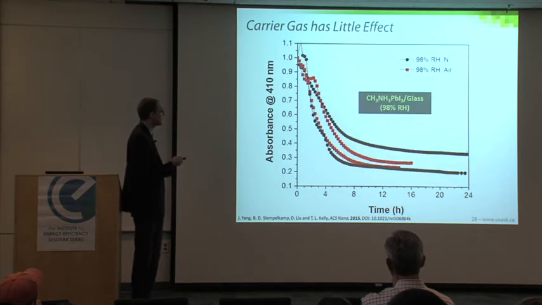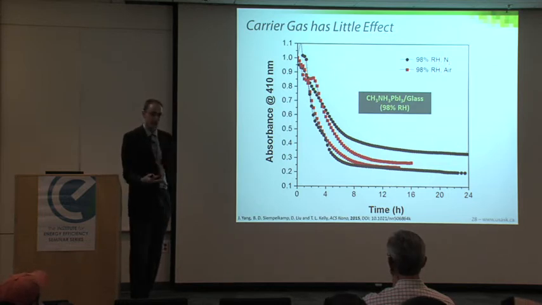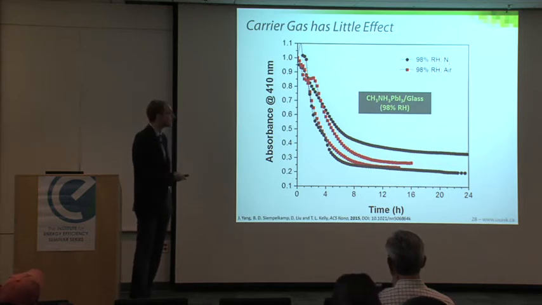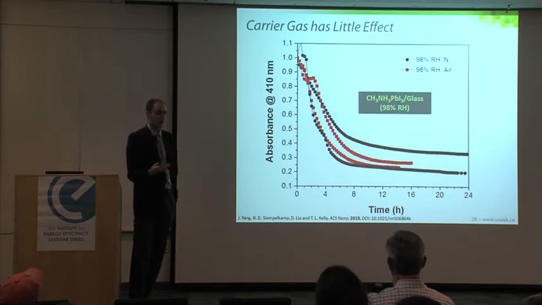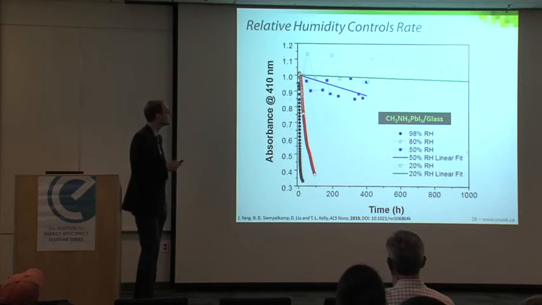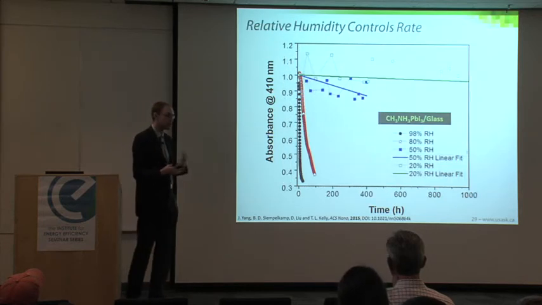We did this in nitrogen, in air. We did it multiple times. At the end of the day, all of the data is fairly reproducible. Again, about 6 hours, everything is dead. The key point here is it's not oxygen in the air. It's really the moisture that's the fundamental issue. And so the question is, well, how much of an issue and how can we change it?